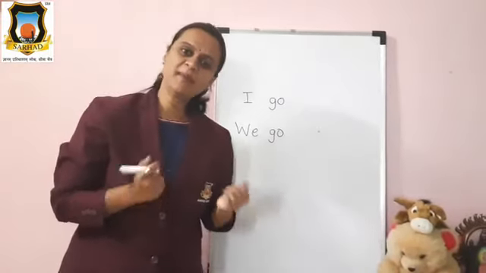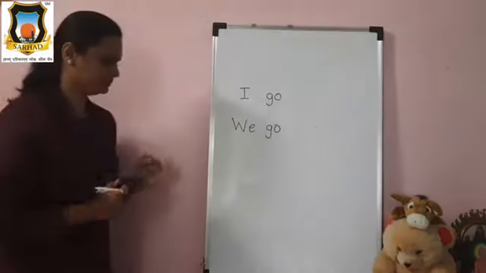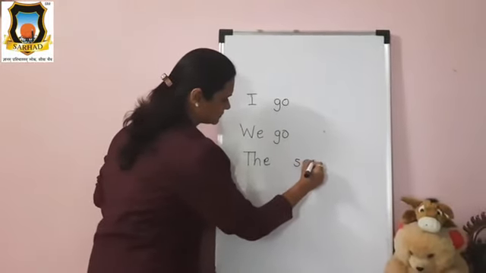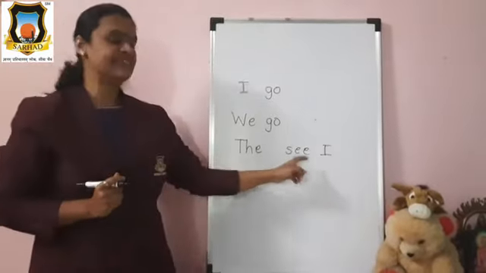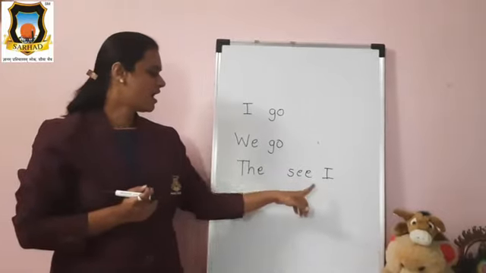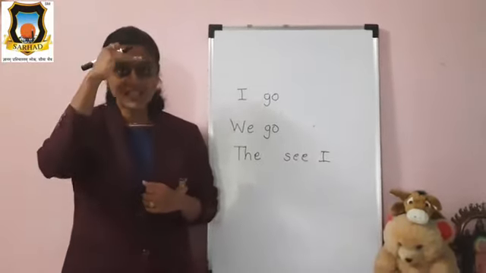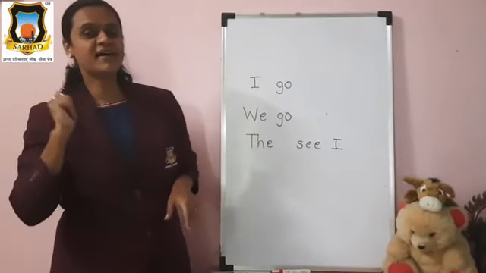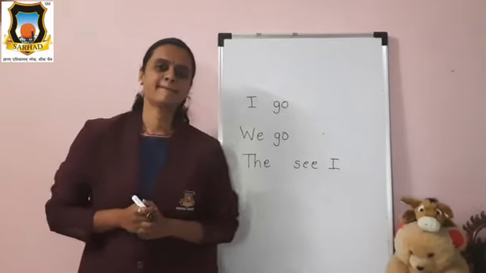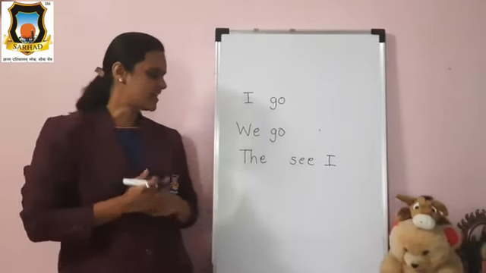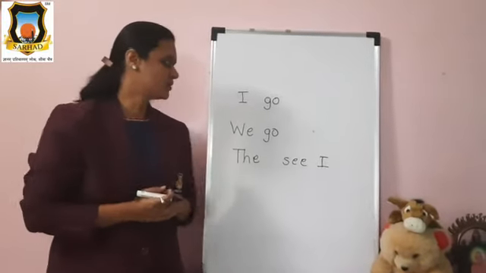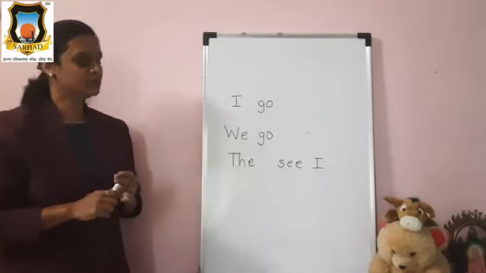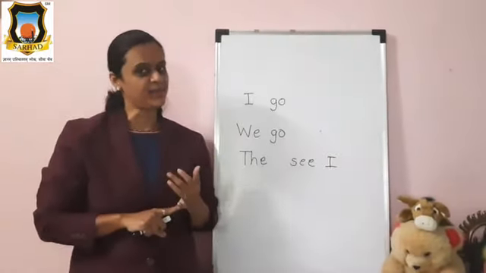We go to the park. Understood? Now one more. The, C-I. I see the bus. Okay. I see the bus. Now you tell me one sentence. I see the dog. Yes, correct. You see the dog. Now children, you understood how to make sentences orally? Okay, now children, practice reading and making sentences at home.